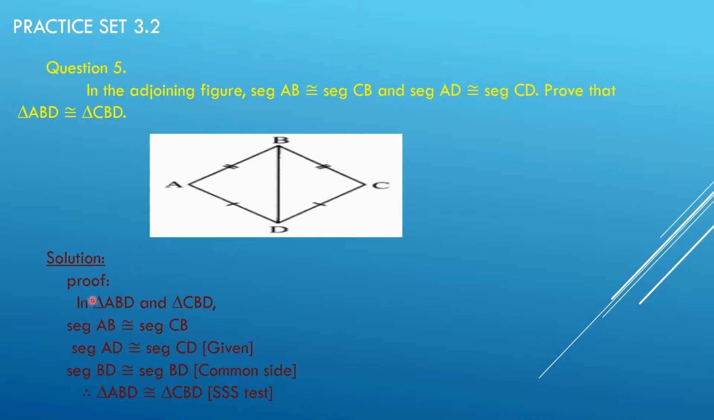Proof: in triangle ABD and triangle CBD, segment AB congruent to segment CB and segment AD congruent to segment CD, and in these two triangles, which is the common side? Segment BD congruent to segment BD, which is a common side. Therefore, by which condition are these two triangles congruent? By SSS test, triangle ABD congruent to triangle CBD.